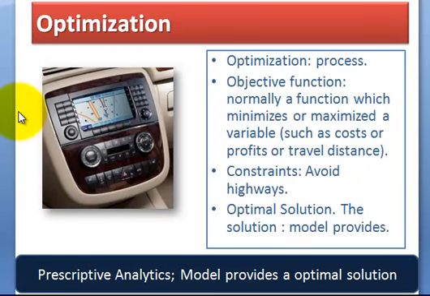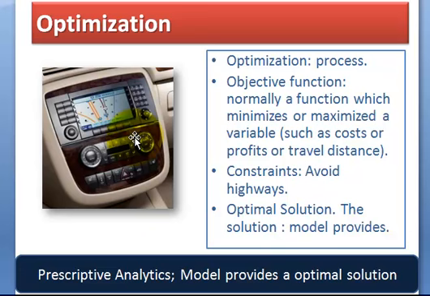Next, let's talk a little bit about optimization. Remember, this is prescriptive analytics. This is where we let the model explain to us how the best solution would be. So optimization is actually the process. What you have is what's called an optimization function. So most of us have GPSs in our cars or have used GPSs. GPS is a great example of an optimization equation.